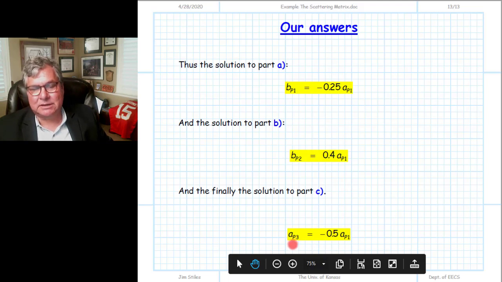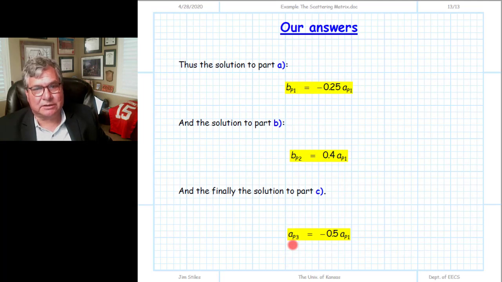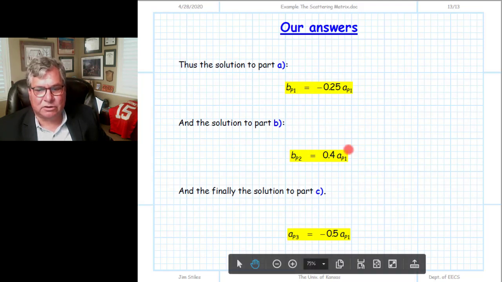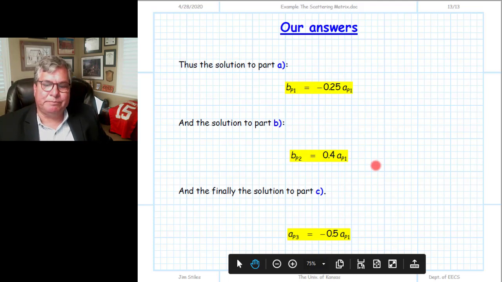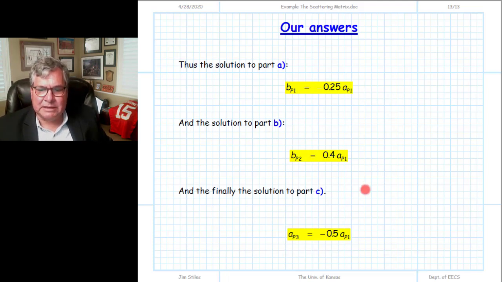Remember, this value is non-zero because the device on port 3 is a short circuit, and so we have a wave that exits port 3, scatters out of port 3, strikes the short circuit, and then reflects back into port 3. And so that's why port 3 is a non-zero value. And of course, these are all steady state solutions. Our sinusoid has been on forever and will be on forever. But these are the results.